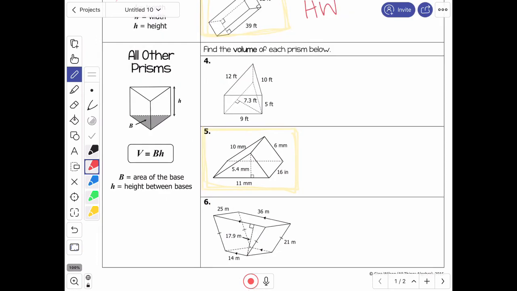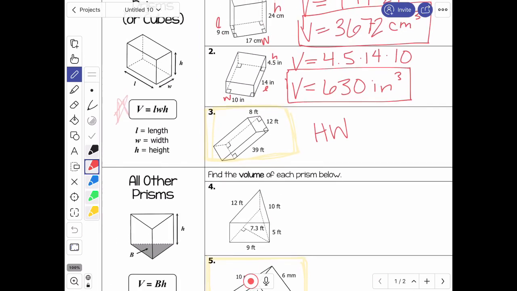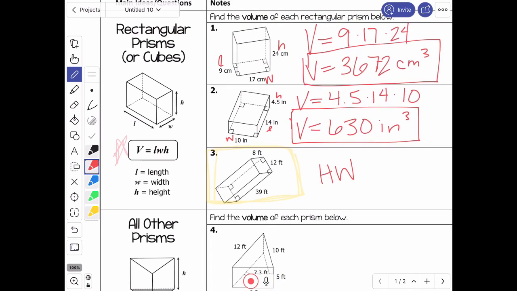Okay, the next part of this is we're going to talk about prisms in general. If you think about it, when you were finding the area of just squares, all you were doing was taking length times width. And now, if we look at cubes, we're taking length times width times the height. So the height is what's causing this to have volume, and it's what's making this a 3D figure.